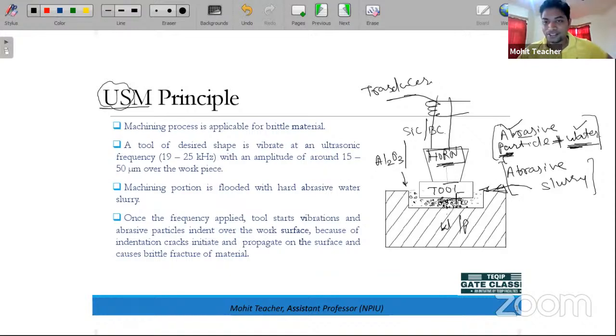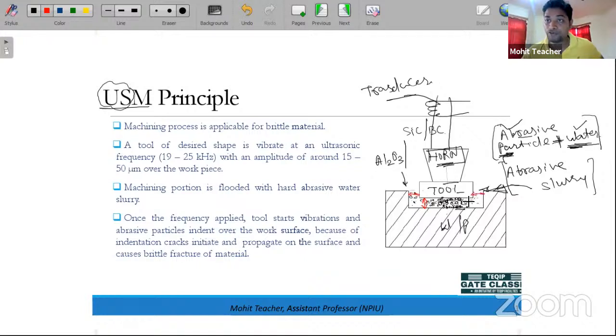Because of these vibrations of the abrasive particles, the material will start removing from the workpiece surface. Now there is one more thing you can see over here: the tool will be inserted inside the workpiece surface. Whatever the minimum gap is, this minimum gap will be maintained throughout this cross section.